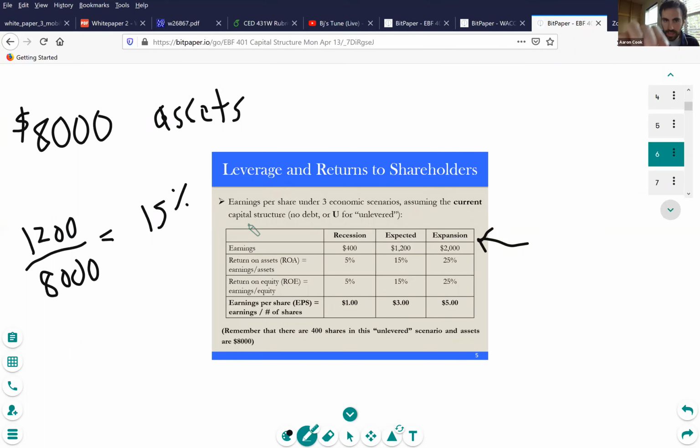Assets in this case for the unlevered firm are equal to equity. So again, you just have $1,200 of earnings over $8,000 of equity. It's the fact that in the unlevered case, assets are equal to equity, and so the return on equity, or the earnings available relative to the amount of equity, is the same in the unlevered case because assets are equal to equity. That's definitely true here.